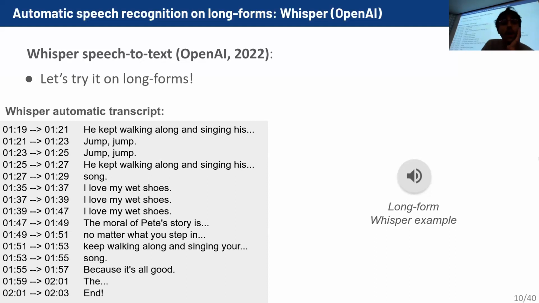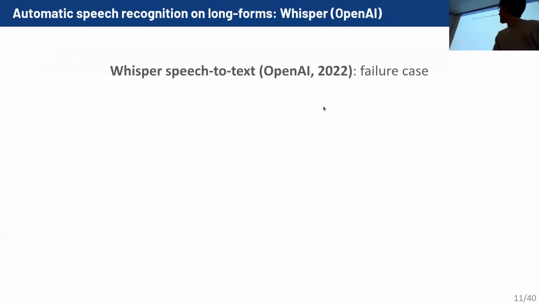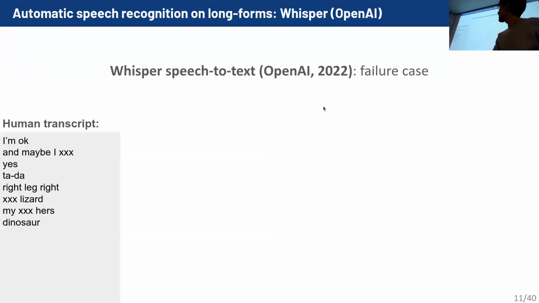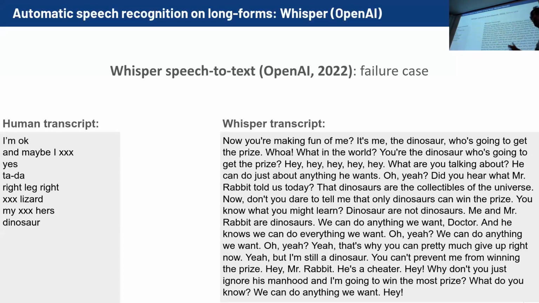So here the system seems to transcribe the audio almost perfectly, but this is to be taken with a grain of salt. This is only one audio example. So to be fair, here I have an example of a failure case. On the left you have the human transcript of a 2 minute long audio session. There's very little speech. XXX means that the speech is unintelligible. And on the right you have the transcript written by Whisper, which makes up a whole story that has never been said in the audio.